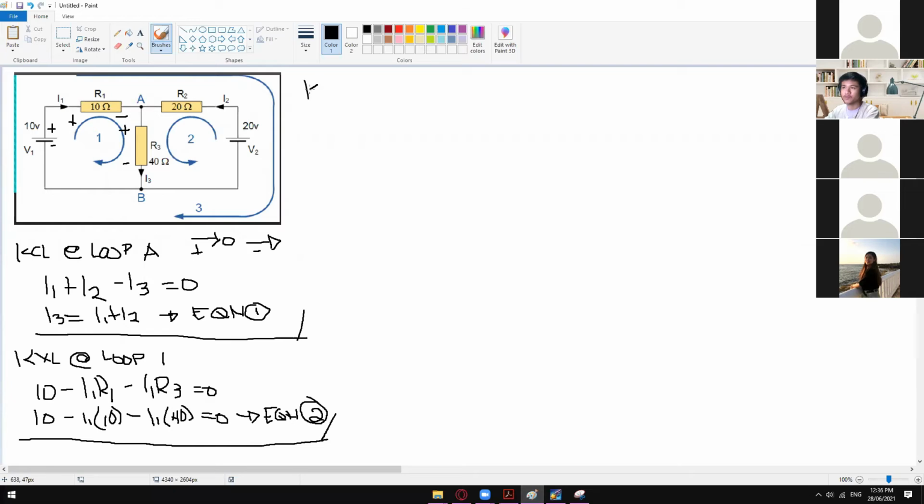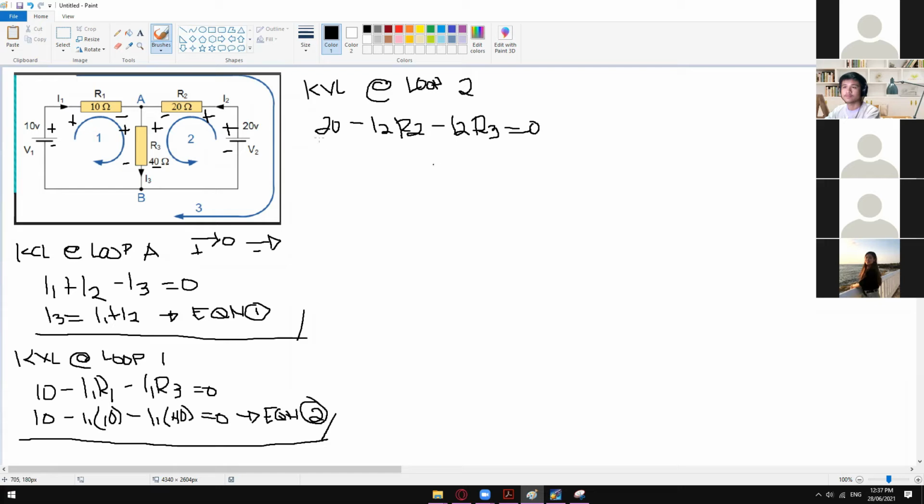So let's now move on to KVL at loop number 2, this one now on the right side. So we have here again the negative and then positive, positive, negative, positive, negative. So in here we have positive 20 volts followed by the voltage drop on the R2, so minus I2 times R2, and then minus, since we're dealing with the outer signage, minus I2 times R3, equal to 0.